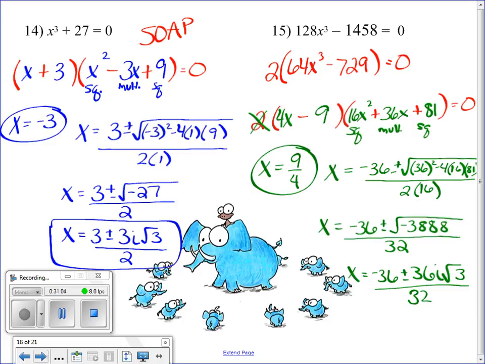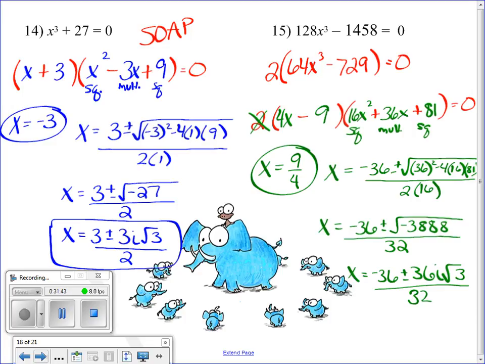Look at this. 3 plus or minus 3i radical 3. Negative 36 plus or minus 36i radical 3. Do you see how these numbers are the same? Do you see how there's an i and a radical 3? It always simplifies that way. Whatever your b value was here, it's going to be bi radical 3 on the top. It's always the same. That's why it almost kills me to write all of this down when I know it's going to end up right here.